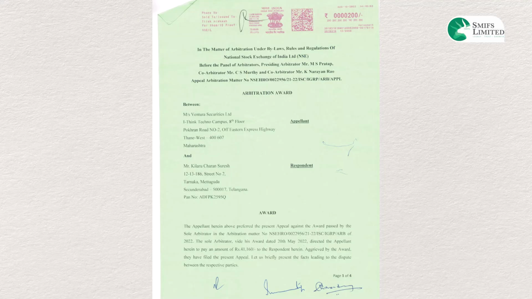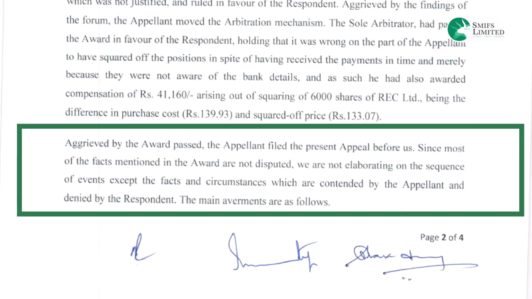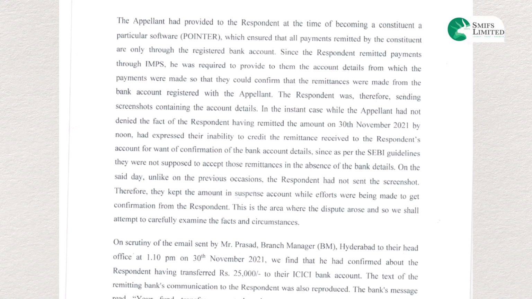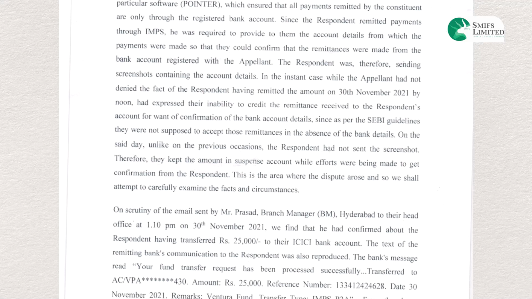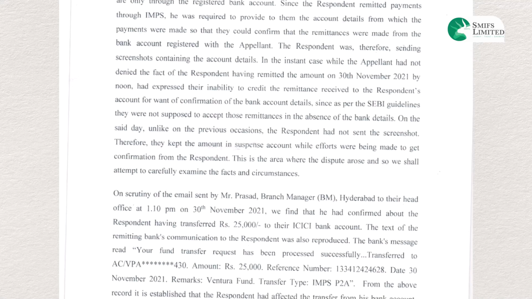The trading member was aggrieved by the order passed by the sole arbitrator and approached the appellate arbitration tribunal framed by the stock exchange. The appellate tribunal heard the matter and tried to find out any illegality in the award passed by the sole arbitrator.